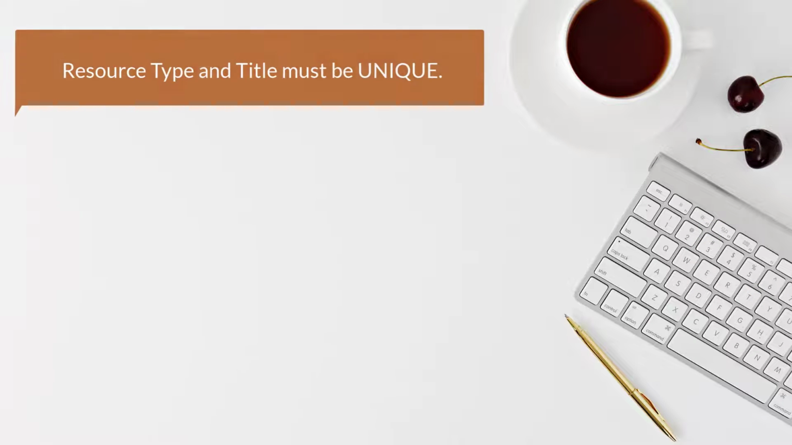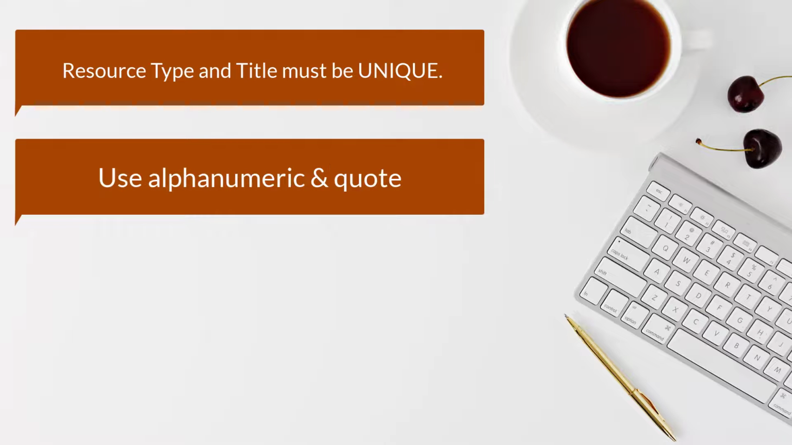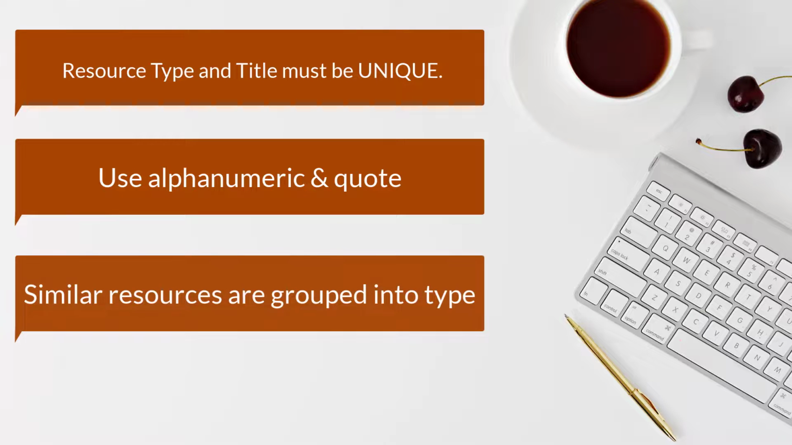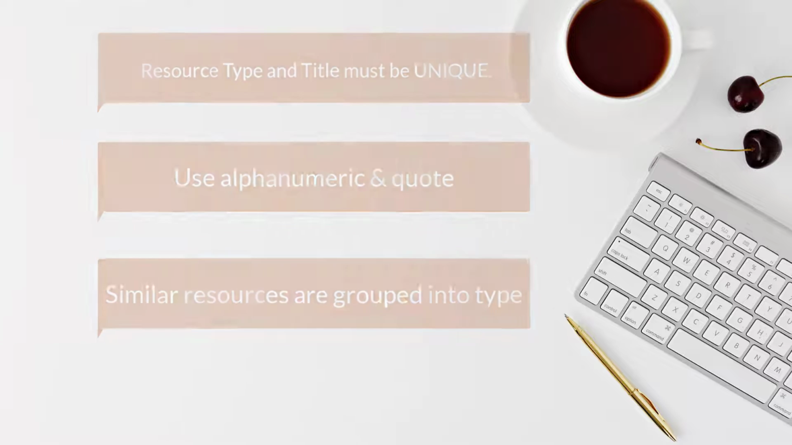Important points to remember while declaring resources. Resource type and title must be unique. Use alphanumeric and underscore characters in strings. Similar resources are grouped into types, like different users can be grouped into the user type. Resource types are identical across operating systems regardless of their implementation on each platform. That is, the platform differences of resources are abstracted.